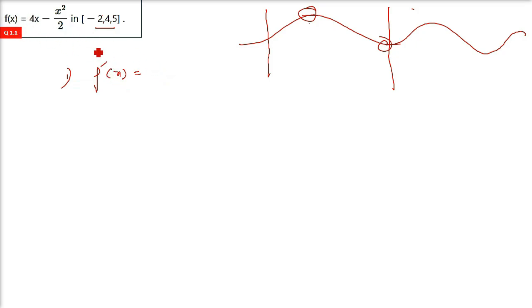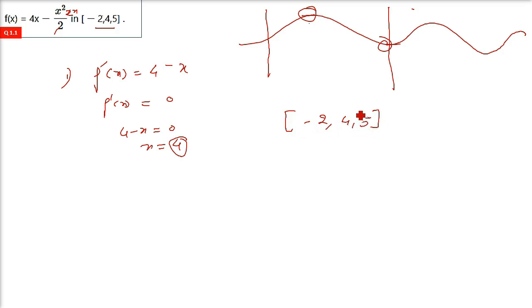So the first thing we do here is differentiation. When we differentiate, this becomes (4 minus 2x) divided by 2, so it's 4 minus x. To find the maxima and minima, we just put f dash x equal to 0. So 4 minus x is equal to 0, that means x is equal to 4. This is the critical point, and it still lies in the list of points given in this question.